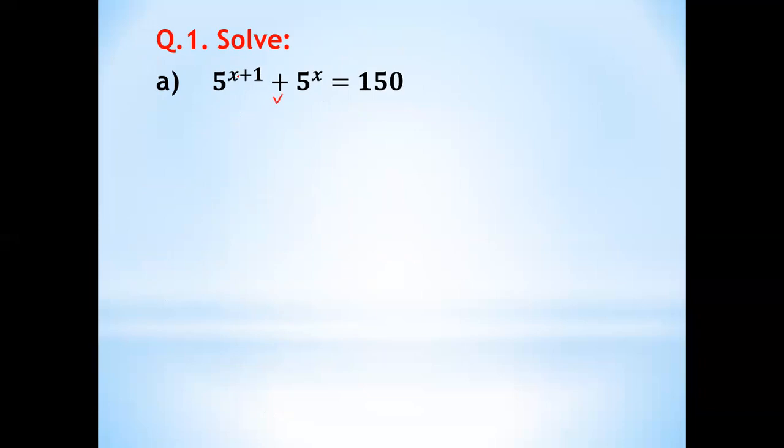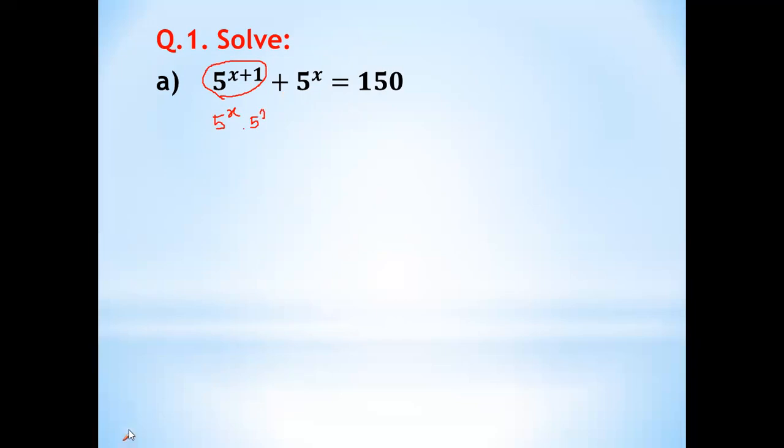Now 5 to the power x plus 1 is here, and here is 5 to the power x, and there is a plus sign in between them. So as there is a plus sign, we cannot use the product law, isn't it? So let's think further. Is it possible that 5 to the power x plus 1 can be broken down? That means, can we write 5 to the power x plus 1 as 5 to the power x times 5 to the power 1? Very good. Yes, it can be written easily.